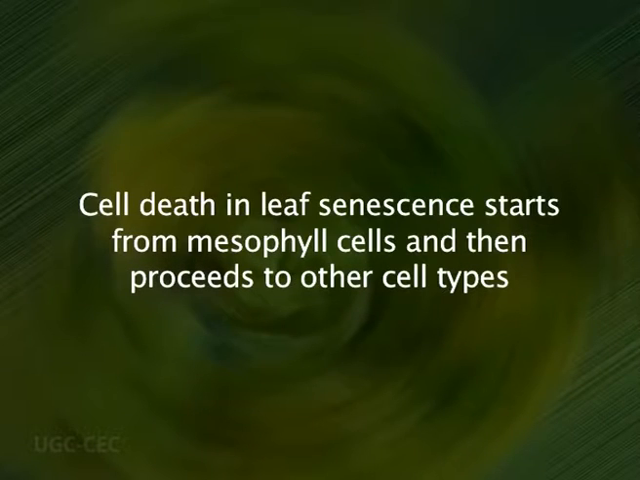Cell death in leaf senescence starts from mesophyll cells and then proceeds to other cell types. It also appears that cell death does not occur coherently but starts with local patches of early dying cells and then propagates to the whole leaf area. Leaf cells at the senescence stage show some distinctive structural and biochemical changes. A notable feature of cellular structural change during leaf senescence is the order of disintegration of intracellular organelles.